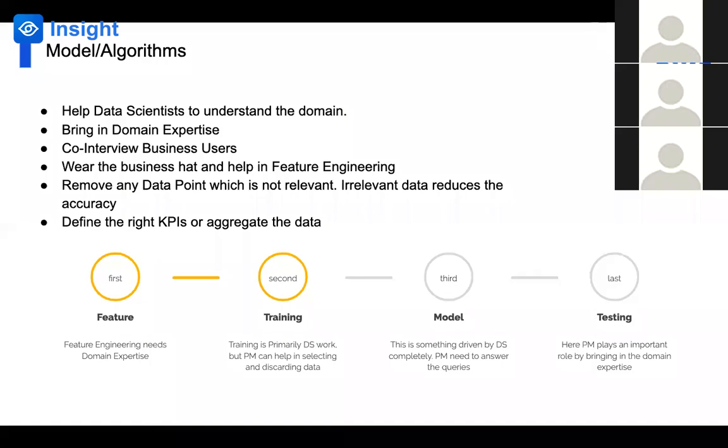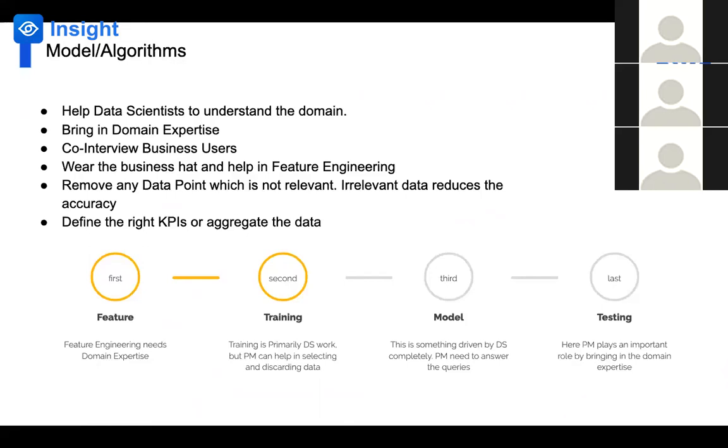Before you start with feature engineering, you need to ensure that you have domain expertise over here, and the data scientists who are going to work on that model are also as good as domain experts. How do you achieve that? You co-interview business users with data scientists. You try and build their expertise to the level of a business user. And wherever they are not able to reach that expertise, they'll come back and question you. You should be there to answer their queries.